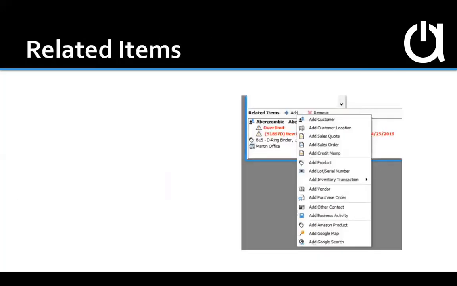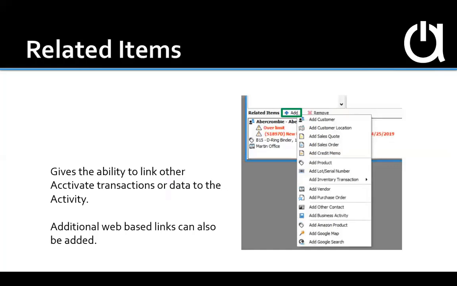All right. Down here at the bottom of the business activity window, we have a related items section. The related items give you, the user, the ability to link other Activate transactions or data to the activity. So what that means is that I can link a customer directly to the activity. I can link a contact specifically to the activity, things like that, as well as products, lot serial numbers if you're using those, and sales orders or quotes if we are doing anything related to an RMA.